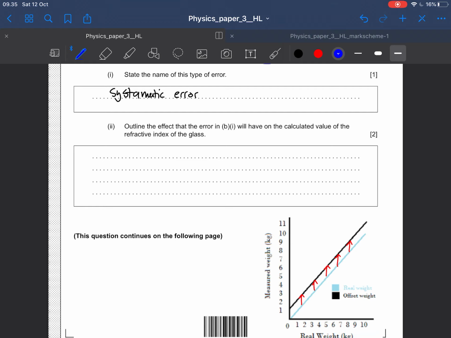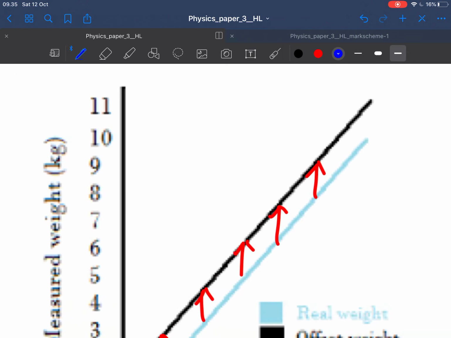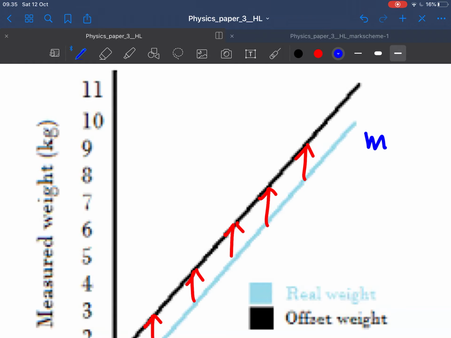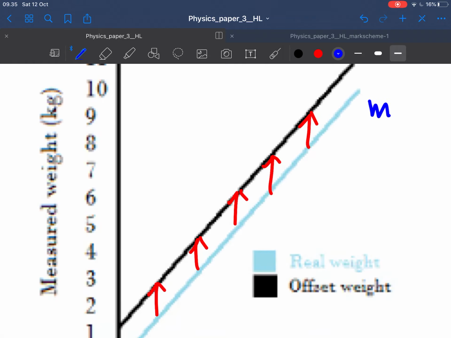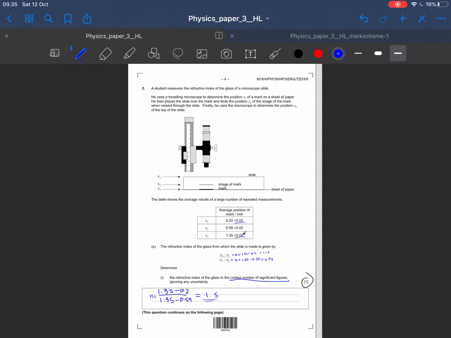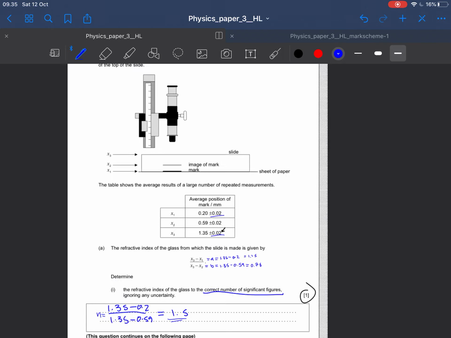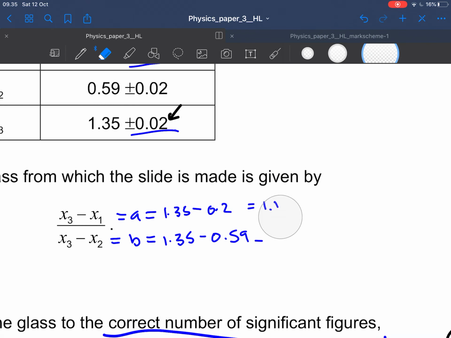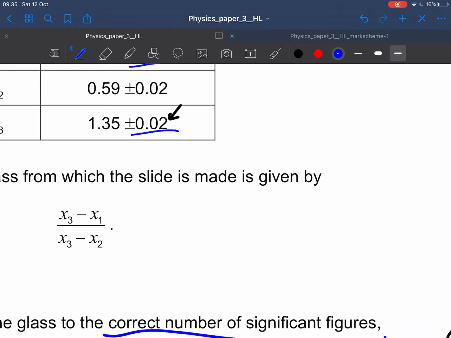Now I want you to outline the effect the error B1 will have on the calculated value of the refractive index. Now in this case, the refractive index is acting somewhat like the gradient here, in that even though there's something very wrong with this and everything is shifted up, the gradient is still the same. This is what happens with the error calculated of the glass. So what's happened is that all of these values are too large by 0.05.